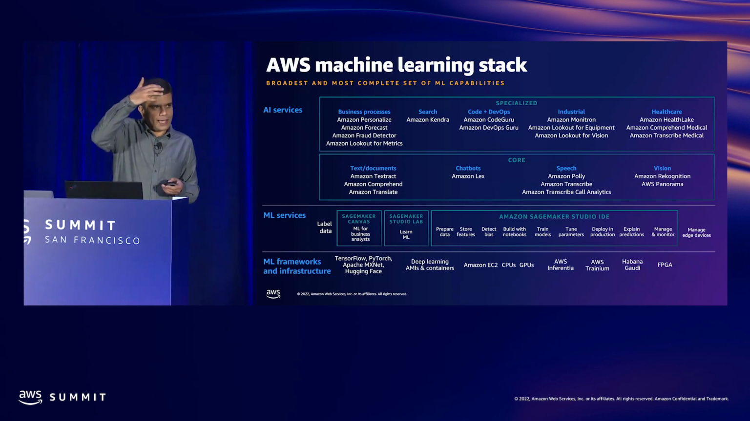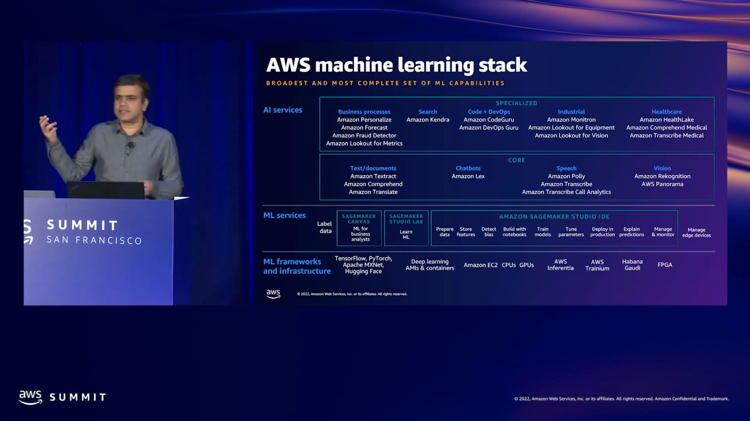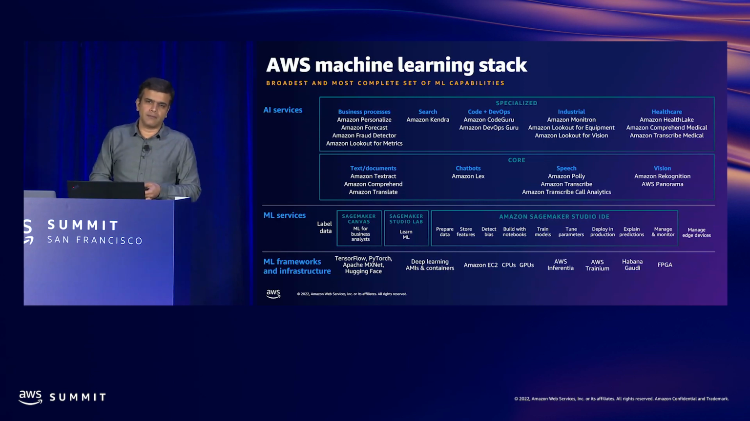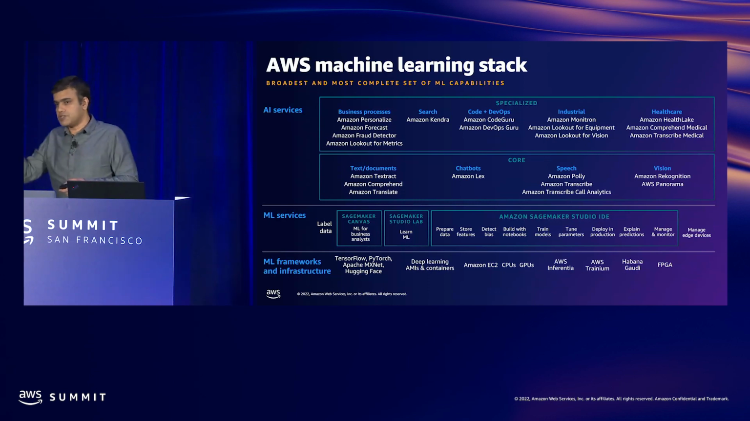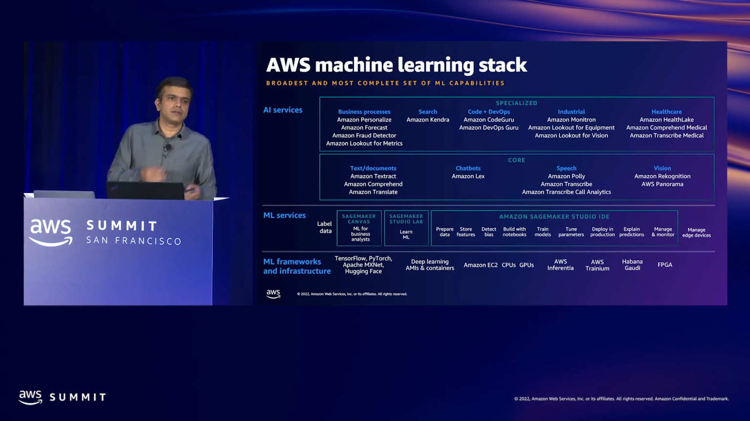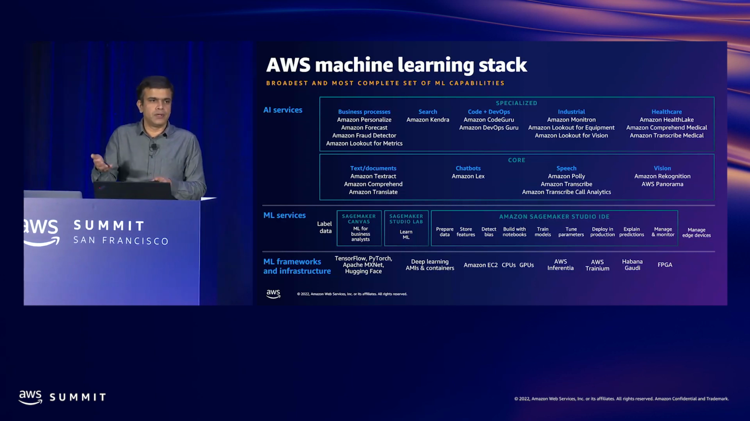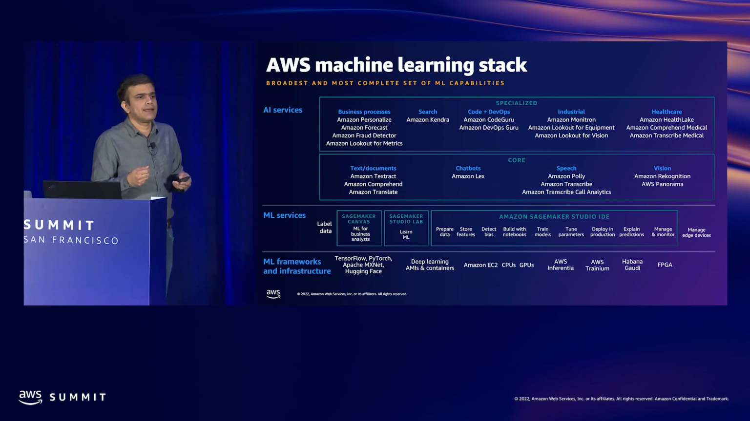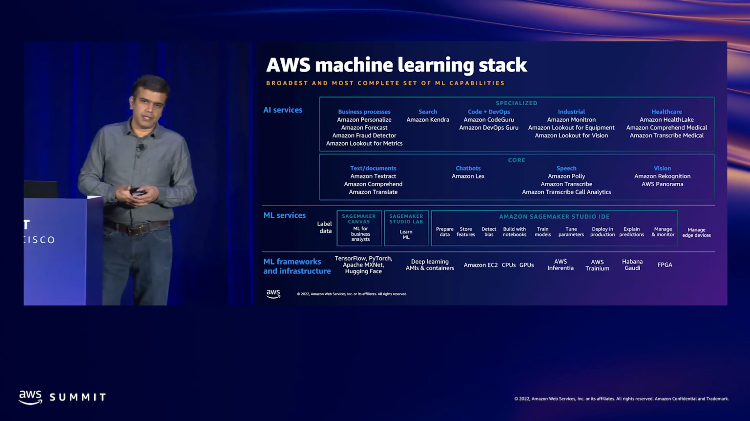The top layer of the stack is finished AI services. If you want to integrate machine learning into your applications, you can easily use any of the AI services that are available today. You could use, for example, Rekognition for vision-related use cases. You can use Polly if you're trying to do a text-to-speech scenario. And conversely, you can use Transcribe for a speech-to-text use case. So a whole bunch of services that let you rapidly build ML applications.